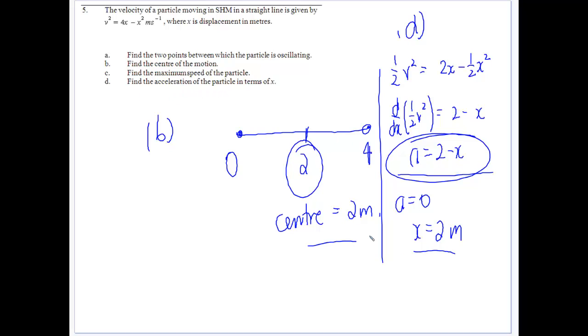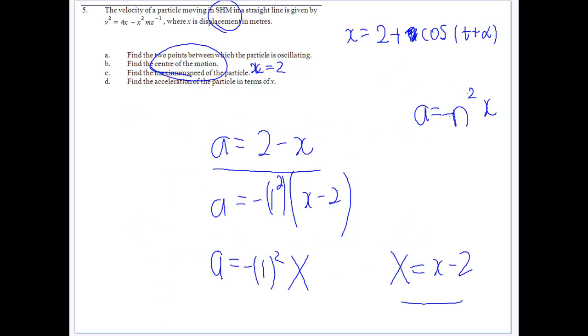So we were able to get it there, and then we can start to play around and look and say, well, we know when our acceleration is 0, we get x equal to 2 meters. That works out because acceleration at the center of the motion is 0. So that confirms it for us, that must be the way to go.